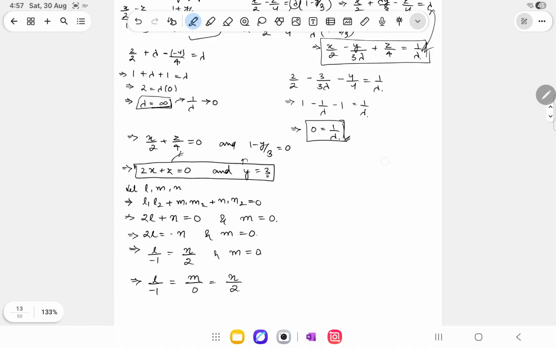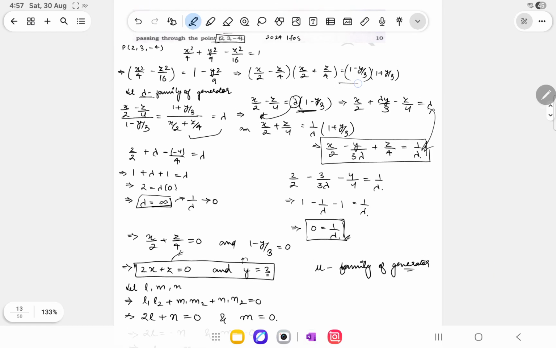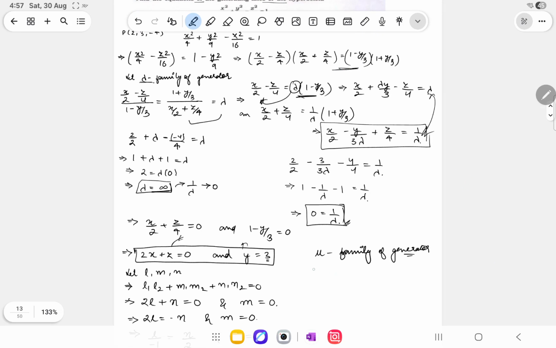Likewise, I can assume the mu family of generators as well, as I can write this equation as (x/2 - z/4)/(1 + y/3) = (1 - y/3)/(x/2 + z/4).